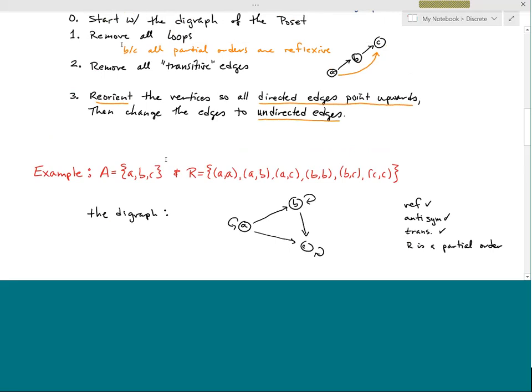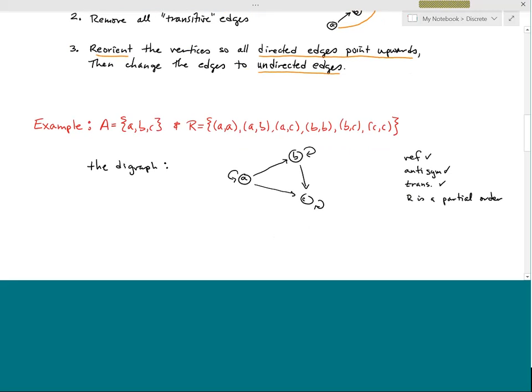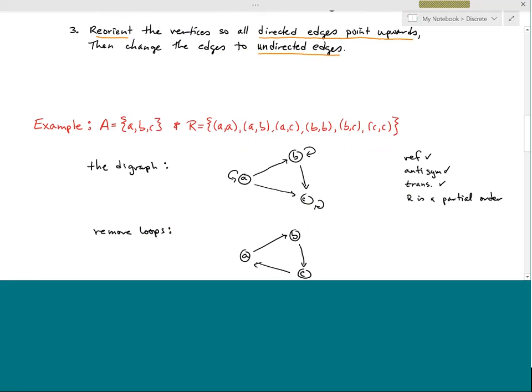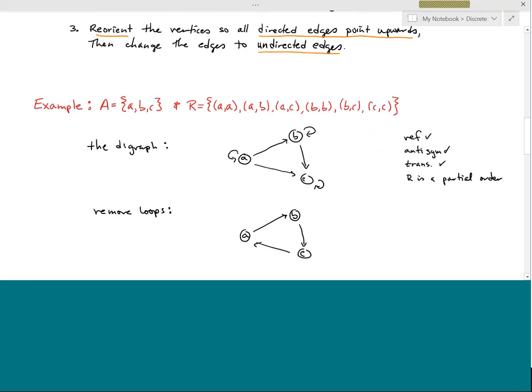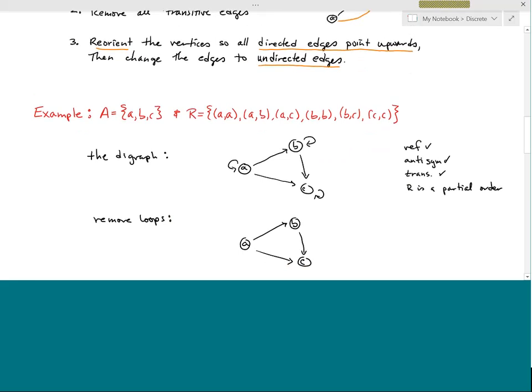So the first thing we're going to do is we're going to remove all of the loops. Okay. So remove loops. So notice same exact picture, except now all of our loops are removed. So it just looks sort of like a triangular type shape, except I reversed the arrow. Don't reverse the arrow. There we go. Okay.